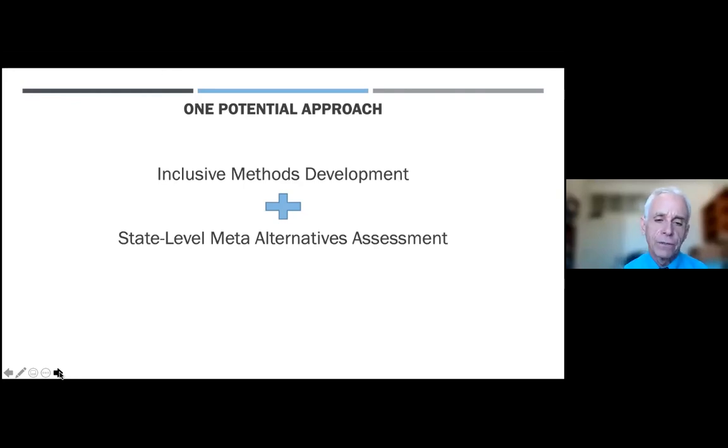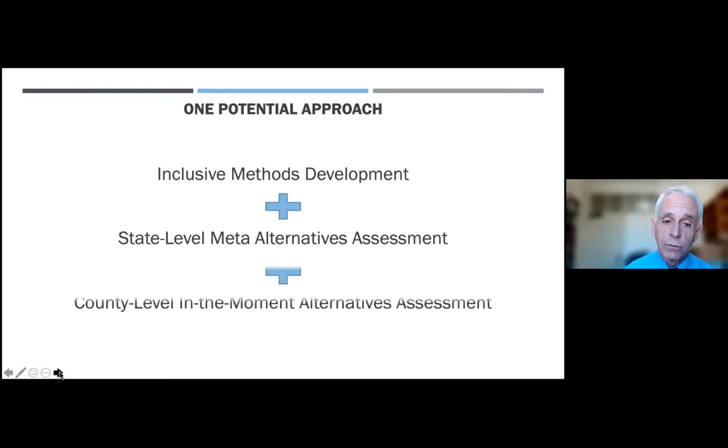And that could allow for the development of a set of default decision rules that could be used at the local level as part of restricted materials permitting. So the idea here would be, given the limited capacity that CACs might have for technical evaluation of AAs, they could rely upon a state level meta alternatives assessment to make some judgments based on the default decision rules.